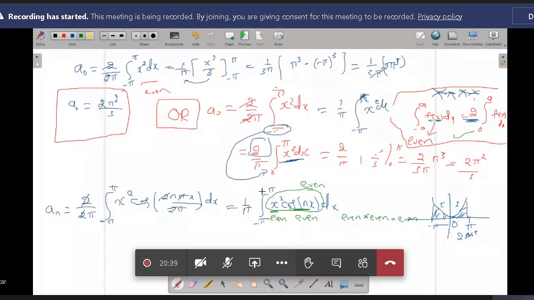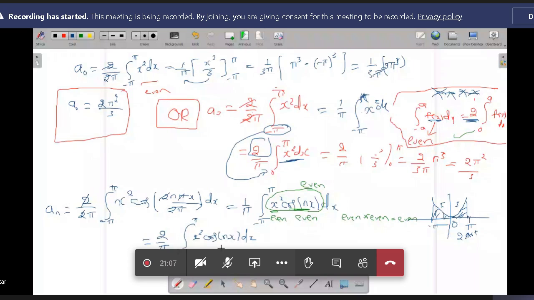So this can be written further as 2 by pi, again I am taking 2 and I will make the lower limit as 0, that is half of the interval I am considering. Integration from 0 to pi of x squared cos nx into dx. So now we need to integrate using Leibniz rule.